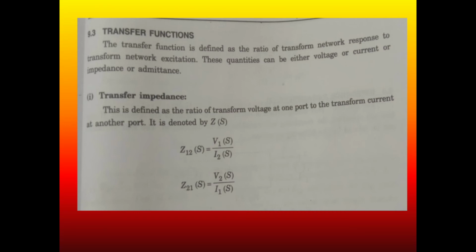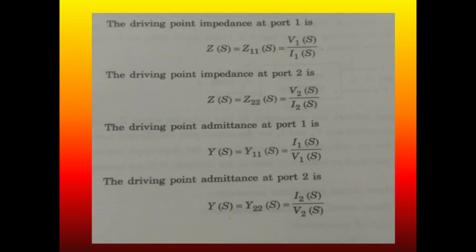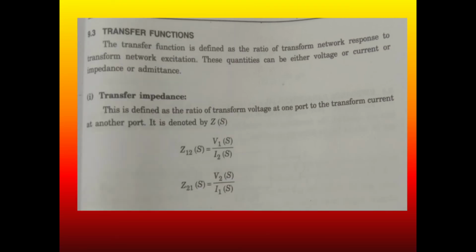In the driving point function we considered only the same port, that is input voltage V1 divided by I1. But in the transfer function we consider the voltage at the input port and the current at the output port. It is the ratio of transform voltage at one port to the transform current at the other port. Z12 of S can be given as V1 of S divided by I2 of S. Z21 of S can be given as V2 of S divided by I1 of S.